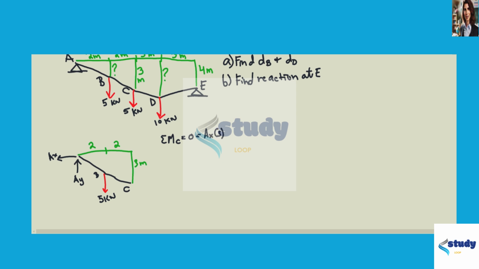It's times 3 because the vertical distance between A and C is 3 meters. We're going to subtract AY times 4, and it's times 4 because there are 4 meters in the horizontal direction between A and C. And it's going to be plus 5 times 2. This is 5, the load at B, which creates a positive moment in the counterclockwise direction around C, and times 2 meters because there's 2 meters in the horizontal direction between B and C.